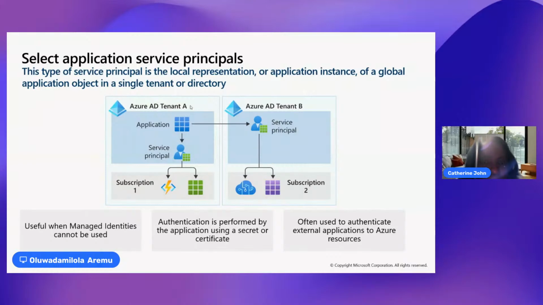This local representation is really useful when your managed identity cannot be used. You can just use this application. And equally, in a situation where you want to use a secret or a certificate, then you can consider using this local application object in a single tenant. It is also useful for authenticating external applications to Azure resources.